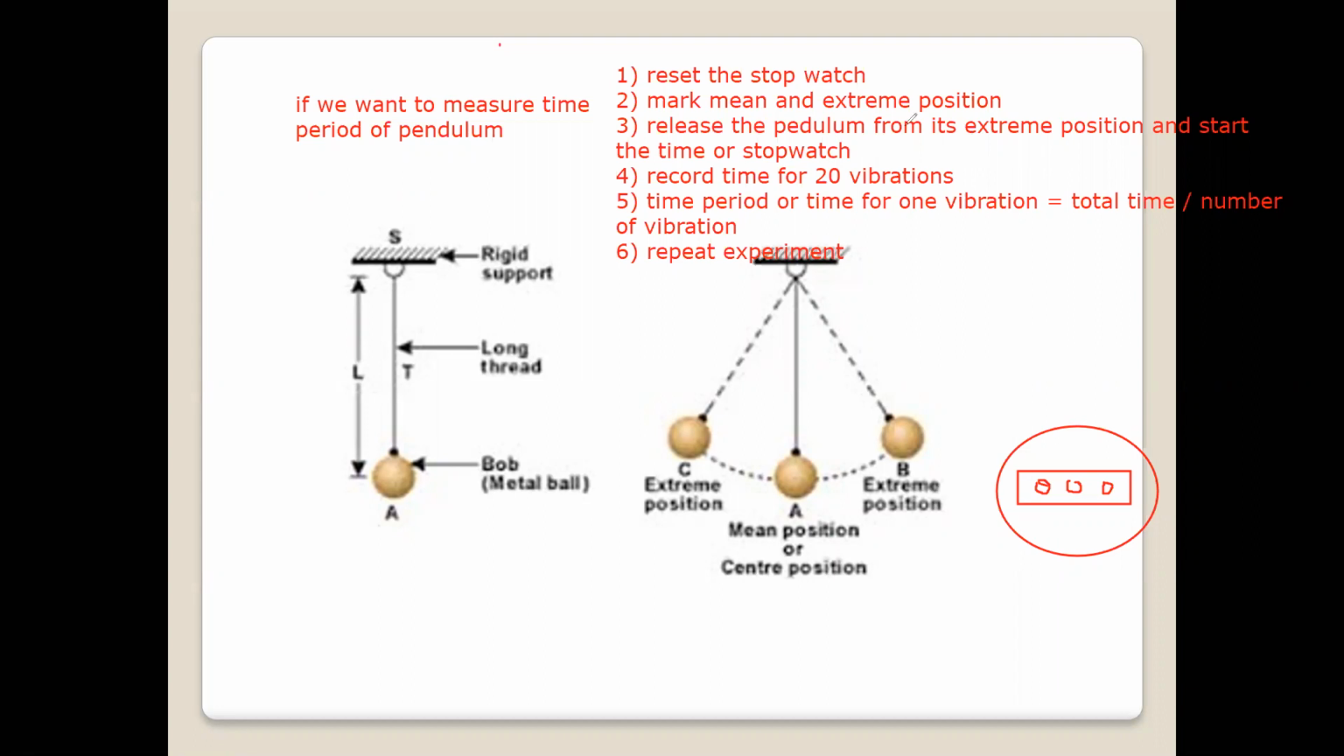Then you will release the pendulum from its extreme position, like I release from point B. And at the same moment, I will start the timer. When I release, it will move from B to A and then A to C and then return back. That's one vibration. Then again it will go and return back, 2 vibrations, 3, 4, 5, 6, 7, 8, 9, 10, and so on till it has vibrated 20 times. So I will get the time for 20 vibrations.